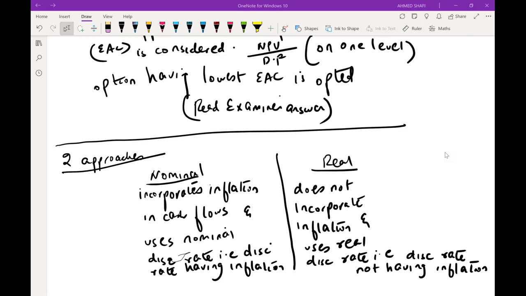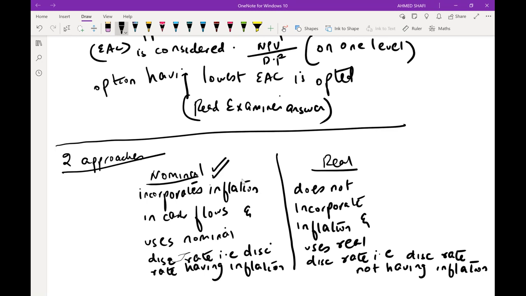Obviously, you can write that as far as easiness is concerned, people will favor a real approach. No need to incorporate inflation, use real discount rate. But in this particular question, selling price, variable cost, everything has different rates of inflation. And when everything has different rates of inflation, it is very important to get a fair analysis of NPV, that all inflationary impacts are considered to get a fair view of NPV. So it's much better that when inflation is available, the preferred approach should be nominal. I would also suggest you that for this also, read the examiner answer, okay, to get a fair idea.